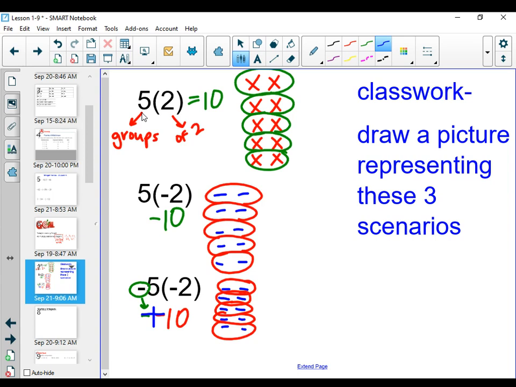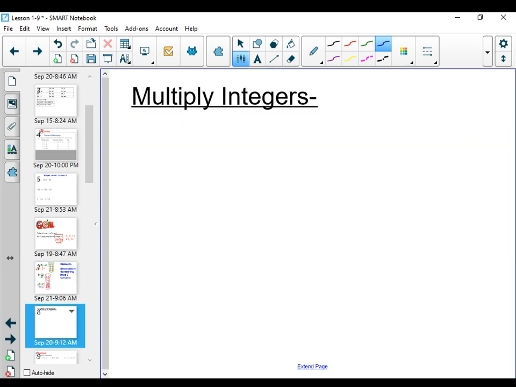So that brings us to our rules for multiplying integers. If you have not got out your notes already, that was silly. Please find your notes so we can write down the rules for multiplying integers. Pause the video if you need some time to get organized.